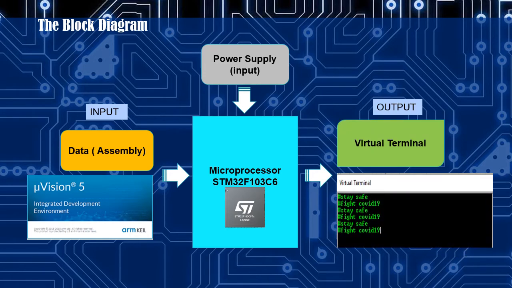This slide shows the block diagram. Basically, our block diagram consists of two elements: first is input and second is output. For the input, we need the data assembly, which means we need to write all the code programming in the Keil Microvision software. And for the output, we look at the virtual terminal output or LCD terminal in the Proteus software. We also need the power supply as input, and nevertheless we also require the microprocessor STM32F103C6.